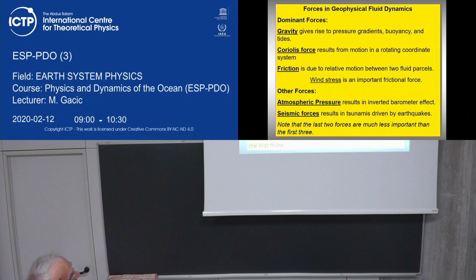from that point of view, the last two forces are much less important than the first three. They are much less important in the sense that tsunami has this limited temporal scale, while the atmospheric pressure has a limited amplitude. So their influence is not so strong, so important as these first three forces, which are acting on a motion in the ocean in general.